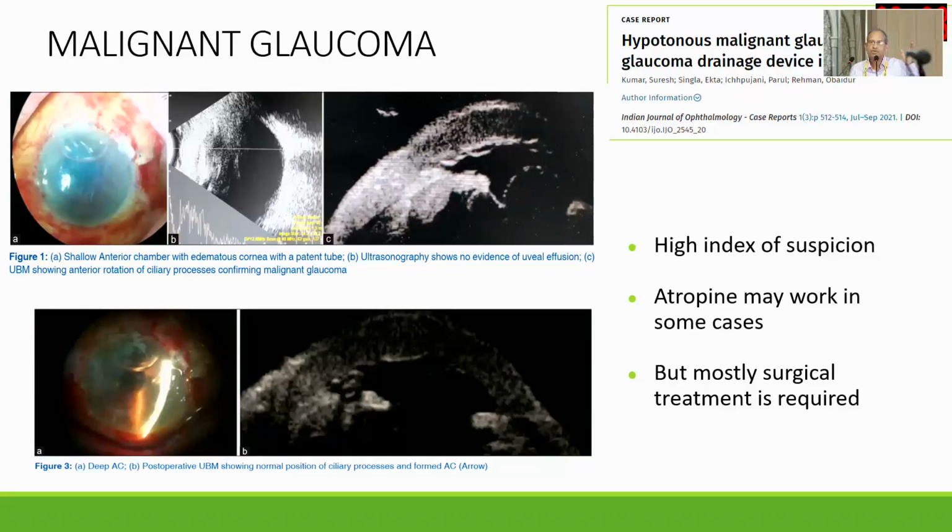And sometimes hypotony can have another serious issue like malignant glaucoma. This patient, after a week or so, started developing hypotony with shallow chamber. Since pressure was low, we were not suspecting malignant glaucoma, but the chamber was uniformly shallow. So we did UBM and picked up anterior rotation of the ciliary processes, and the patient was having malignant glaucoma and responded well to pars plana vitrectomy.